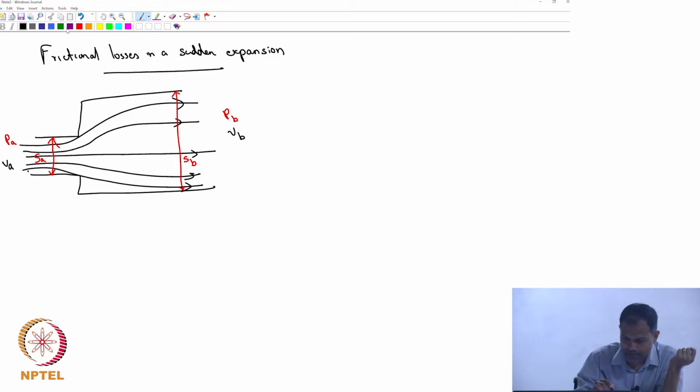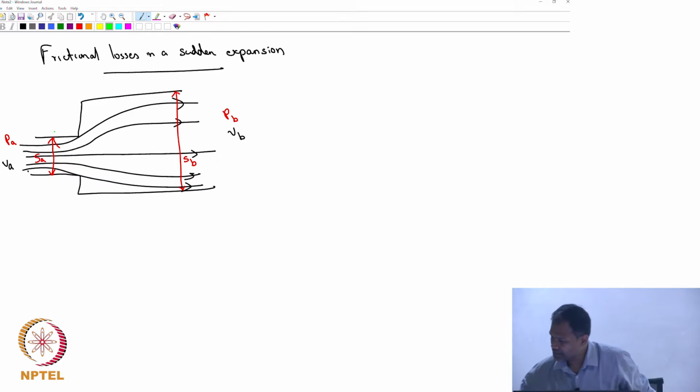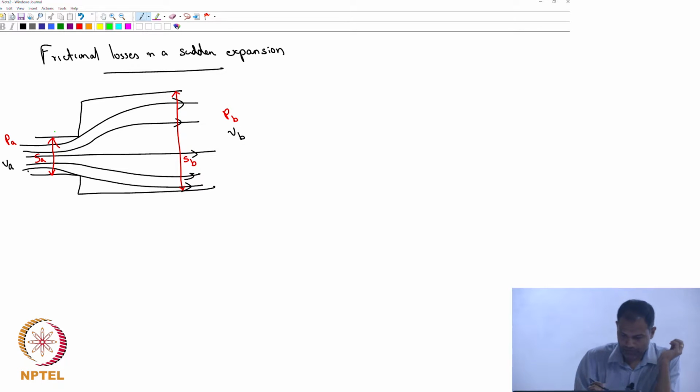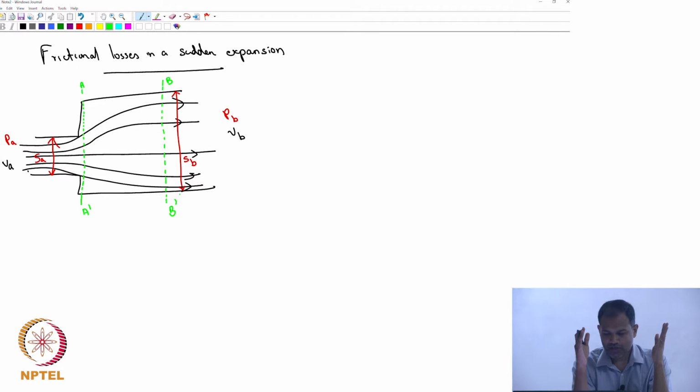Let's say we'll take a small section, very close to the wall and developed part. So let's call it section A prime and B prime. So I am basically looking at a control volume which is between A prime and B prime, and I'm going to write down a force balance and an energy balance for that region.